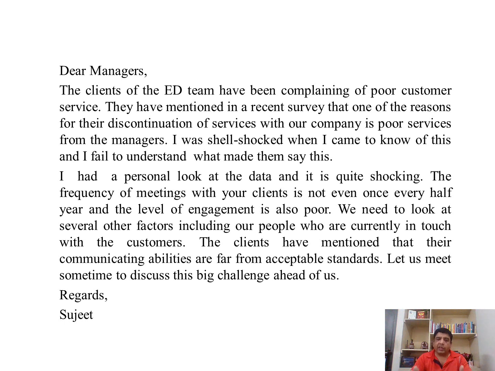So when he drafts a letter to his employees or managers, he writes this kind of a letter. You can pause it and read it fully. The letter says the clients of the ED team have been complaining of poor customer service. They have mentioned in a recent survey that one of the reasons for their discontinuation of services with our company is poor services from the managers.